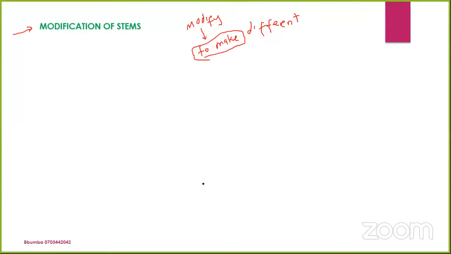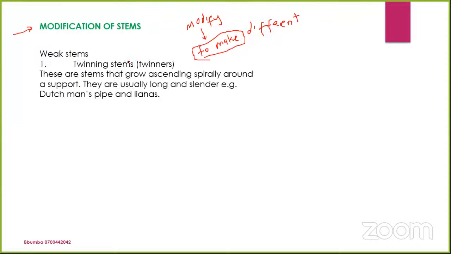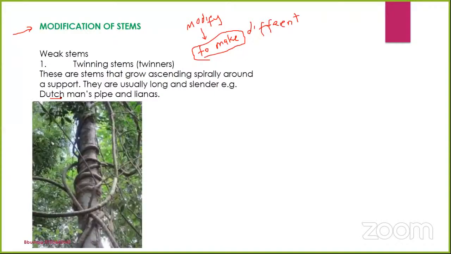Then Jesse is saying, teacher, are weak stems also called climbing stems? Okay, we are going to look at that under modification. Now let us first look at some modifications. Here we are now looking at some weak stems. The first one, under weak stems, we can have twining stems, the twiners. These are stems that grow in an ascending spiral around the support. They are usually long and slender, for example the Dutchman's pipe and the lianas.